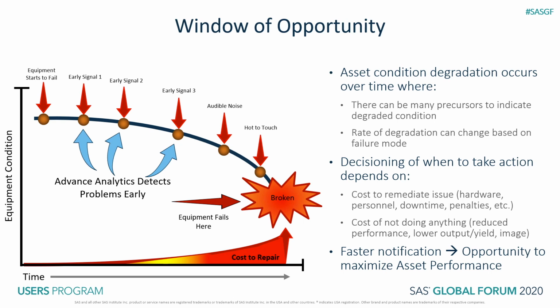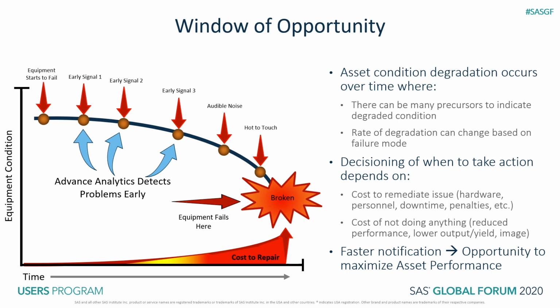On the other side, we want to balance this with what is the cost of not doing anything, where if the asset has been degraded, we might see reduced performance, lower output and yield, and it may have a negative image impact to your organization. And so what real time allows you to do is increase your window of opportunity to help make these decisions quicker and to maximize the overall asset performance.